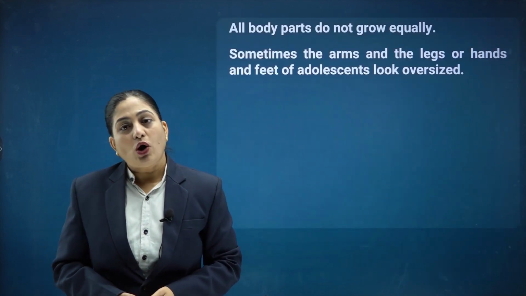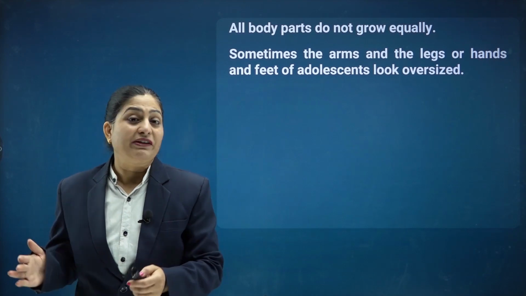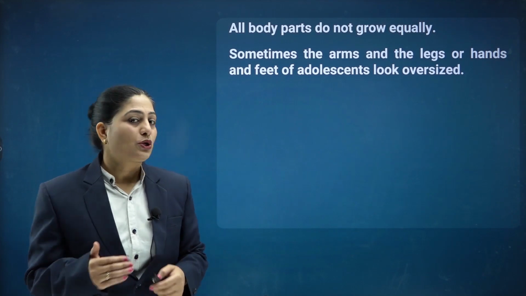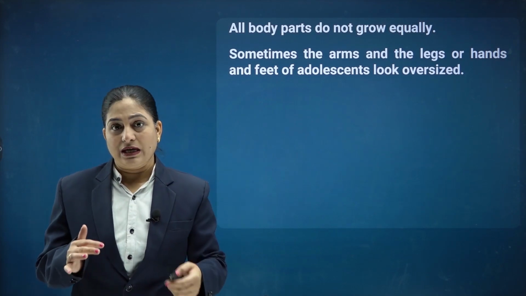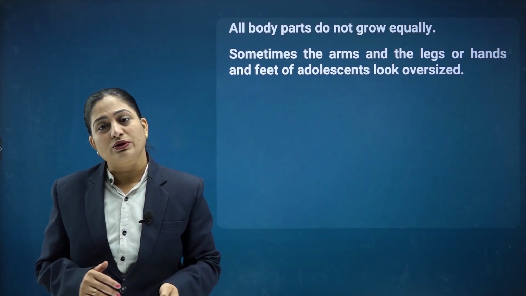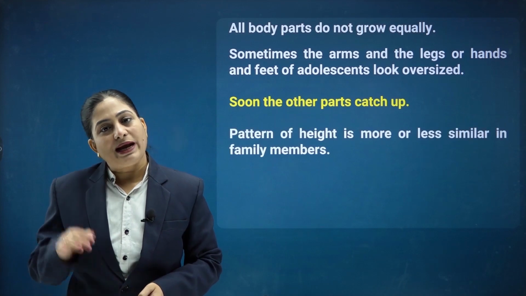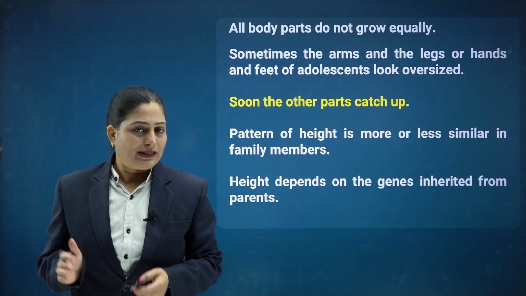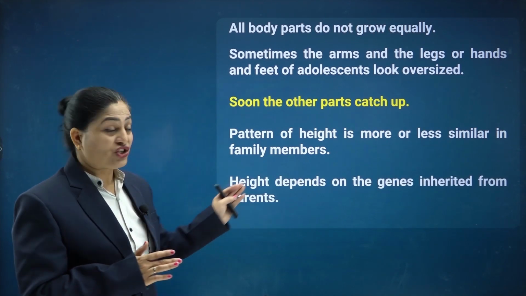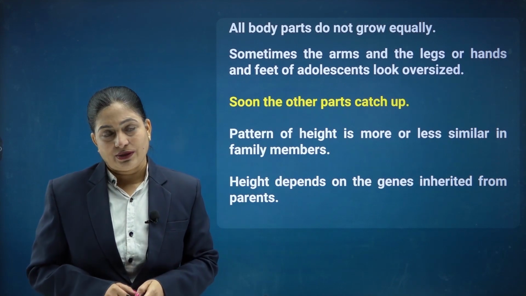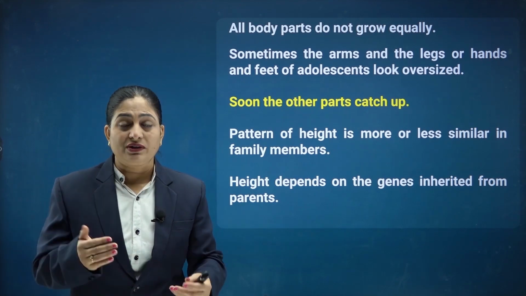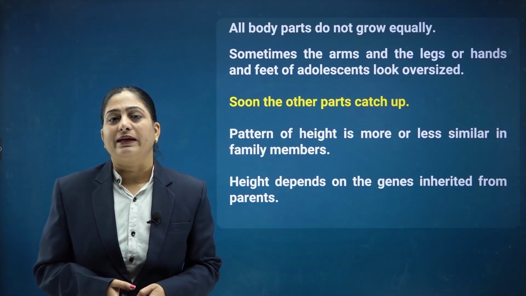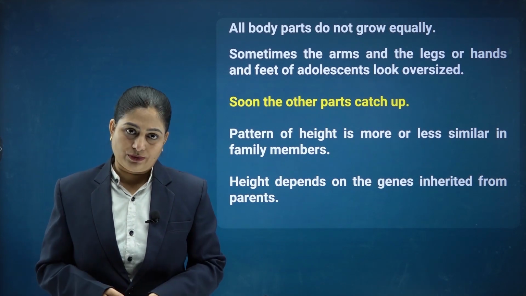Let us talk about more. All body parts do not grow equally, even during adolescence. During this age, sometimes the arms or legs or hands and feet of adolescents look oversized. But later, as the growth of other organs also takes place, the other parts catch up and the person looks proportionate. The pattern of height is also more or less similar in family members. That means the height depends on the genes also, which are inherited from parents. It's been observed that if the parents have good height, the children will also have good height. Shorter parents have shorter children, but this is only the general criterion. We may have seen certain exceptions also.